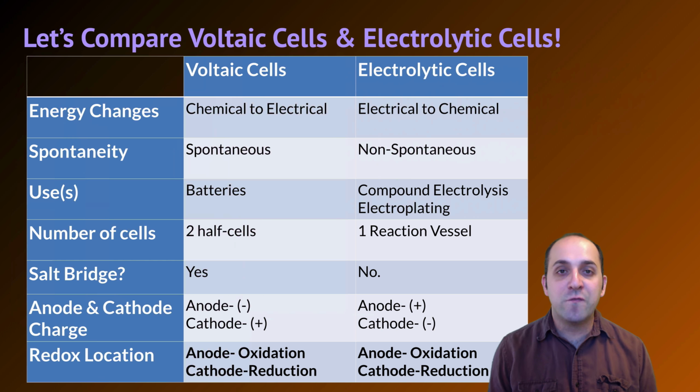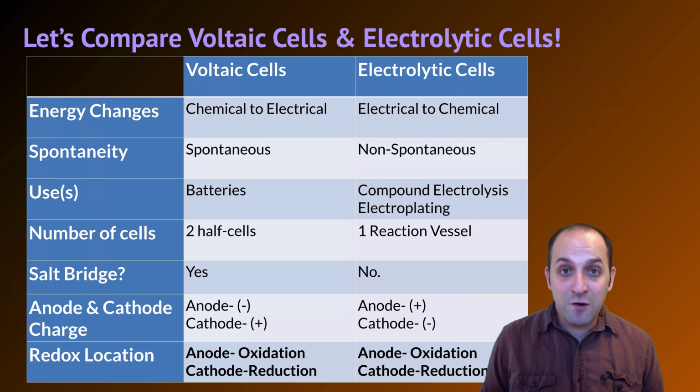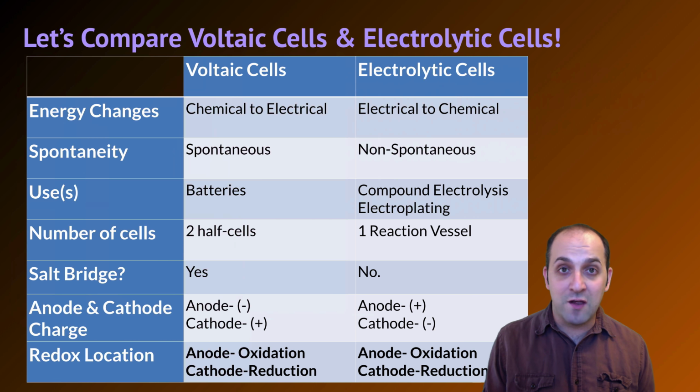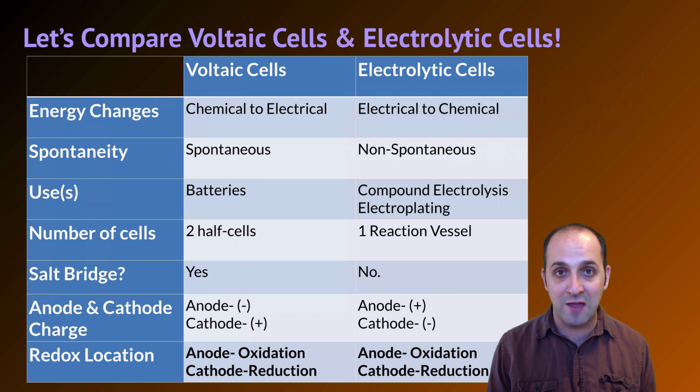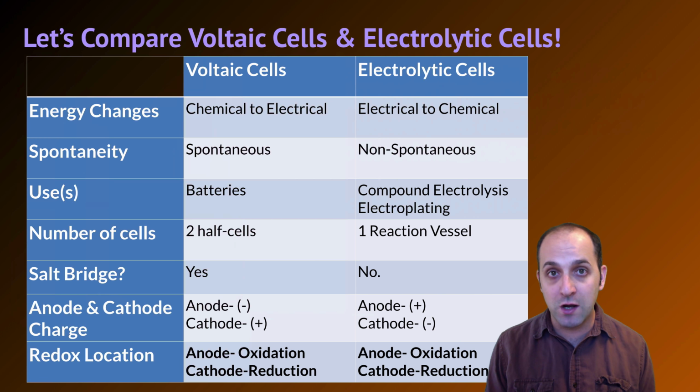This chart compares voltaic cells and electrolytic cells. You can see that there are many differences, and in certain aspects, voltaic cells and electrolytic cells are exactly opposite. But notice the one unifying similarity. Oxidation always occurs at the anode, and reduction always occurs at the cathode. Take a moment and look over this chart, and if you have any questions about anything that you see here, now would be a good time to write them down.